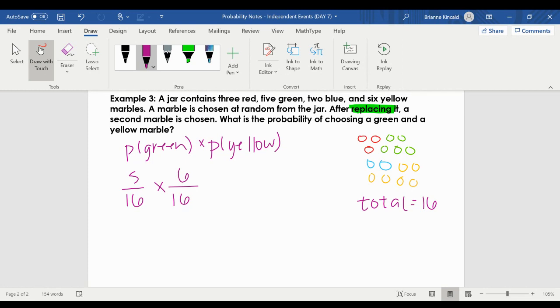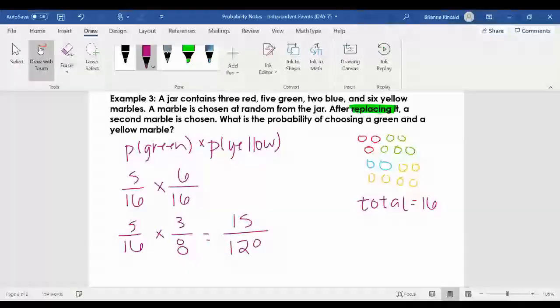Now, I can't reduce 5 over 16, but I can reduce 6 over 16. 6 divided by 16 is going to give me 3 over 8. So now I can go ahead and multiply them across. 5 times 3 is going to give me 15. 16 times 8 is going to give me 128, which cannot reduce any further, so that's your final answer.